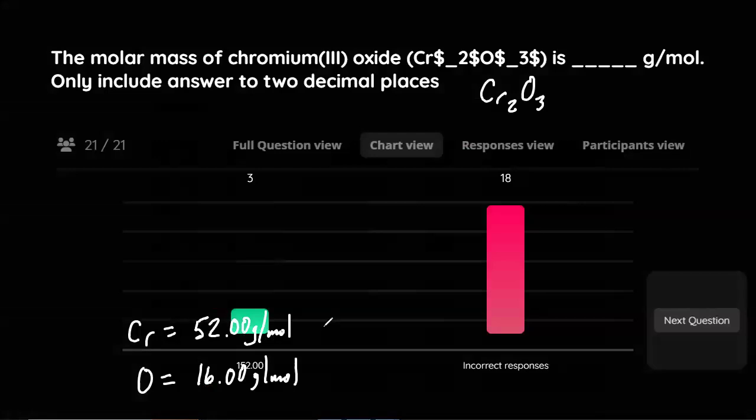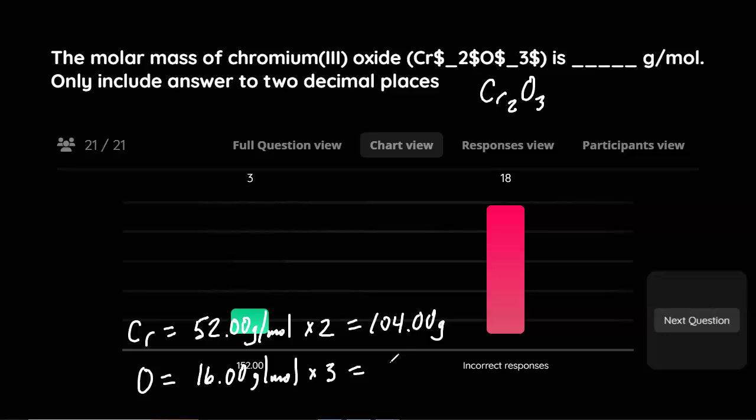Okay, so the key here is we had 2 chromiums and 3 oxygens. So the 2 chromiums would have been 104 grams. The 3 oxygens would have been 48 grams. I put that together, I get 152.00 grams. And so if you're in that red column, hopefully it's because you forgot about the 2 decimal places part and not because you made some other kind of mistake with the formula.